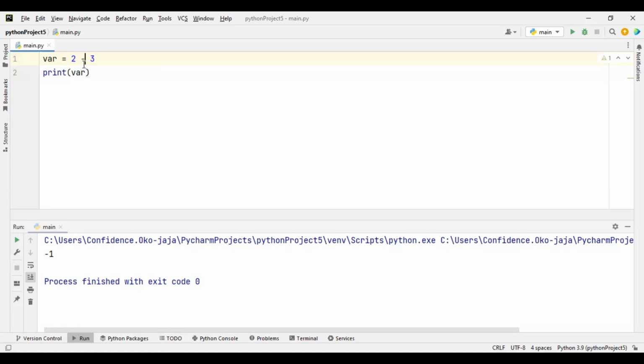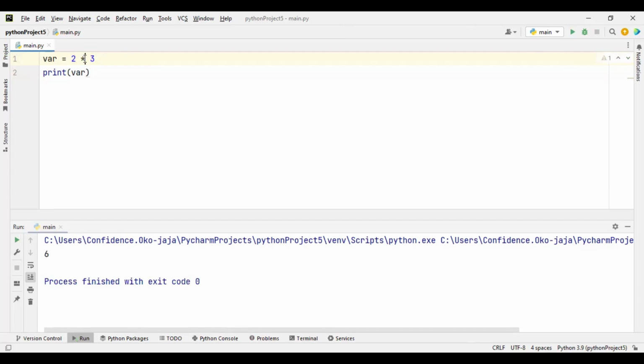The next on the list is the multiplication operator. In Python, we use an asterisk for multiplication. So if we put that here, 2 asterisk 3, or 2 times 3, and run this program, we're going to see that that gives us 6.